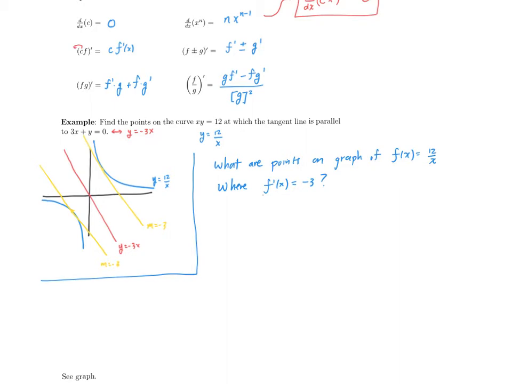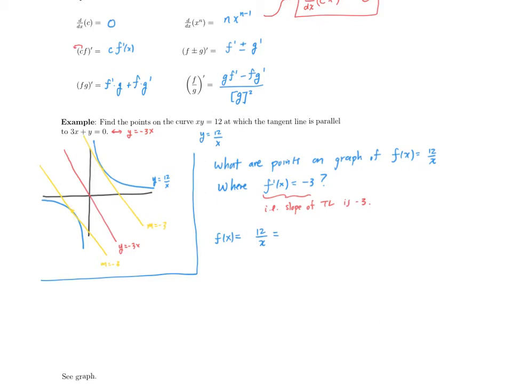So note, f prime of x equals minus 3, i.e. the slope of the tangent line is minus 3. So let's go ahead and do some calculus. The function we are dealing with, 12 over x, if we want to differentiate this, take a moment and think about what rule would be the easiest for you to apply.